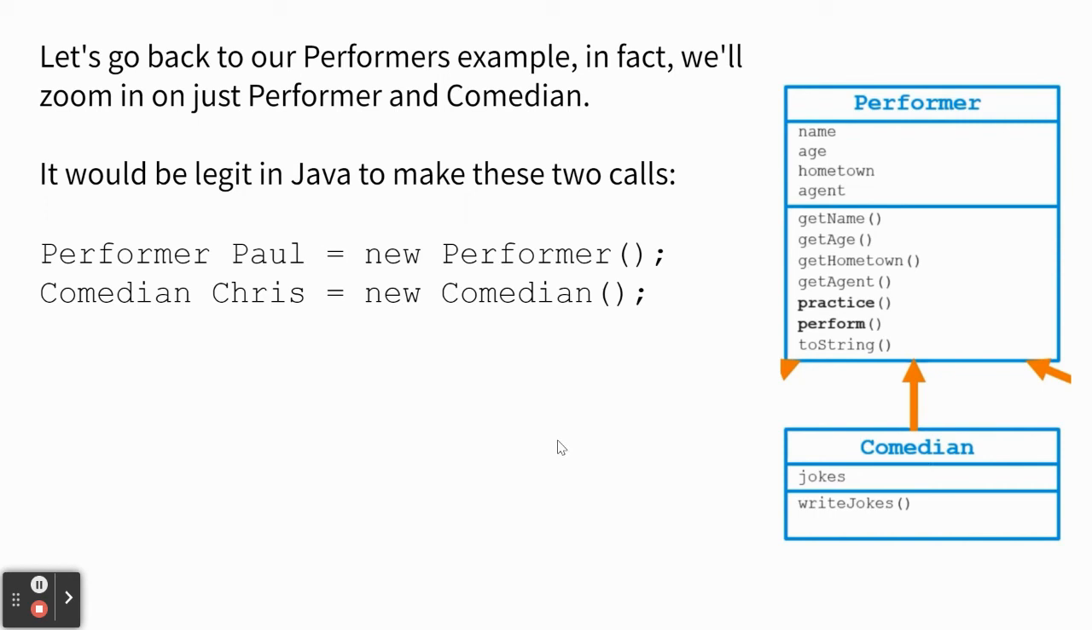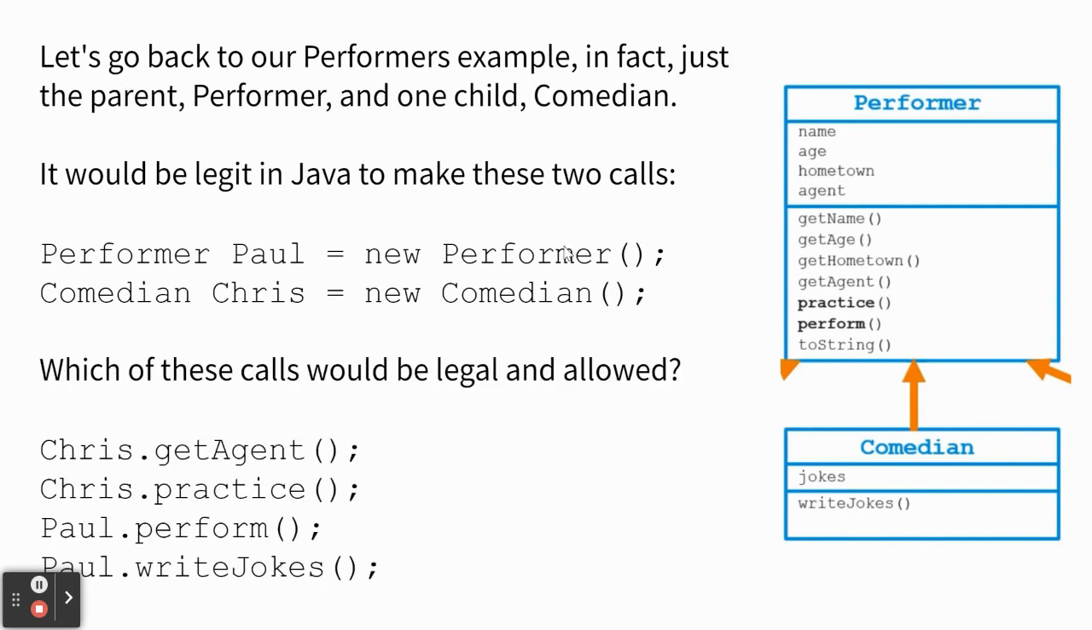So it would be legit, I'm telling you. You could, in Java, say performer Paul equals new performer, comedian Chris equals new comedian. All right. Now, I've got four calls down below. We're going to walk through them one at a time and say which one would be legit. So could you say Chris.getAgent? Yes. So getAgent is right here. Chris is a comedian, but remember, comedians have access to all the public methods in Performer. Chris.practice. Yep. Paul.perform. Yep.